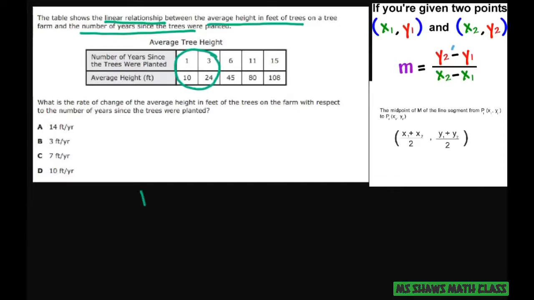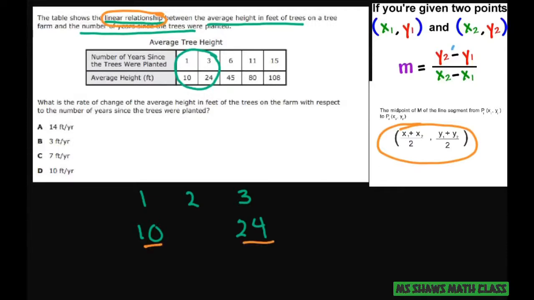And I notice I have 1, 2, 3, and I have 10 and 24. If I get a midpoint and the fact that I know that it's linear, I can solve this problem without a calculator. So what I'm going to do is take the midpoint of my x's, or these values here. So I'm just going to add these two numbers up and divide by 2, and that's 34 divided by 2, and that gives you 17.